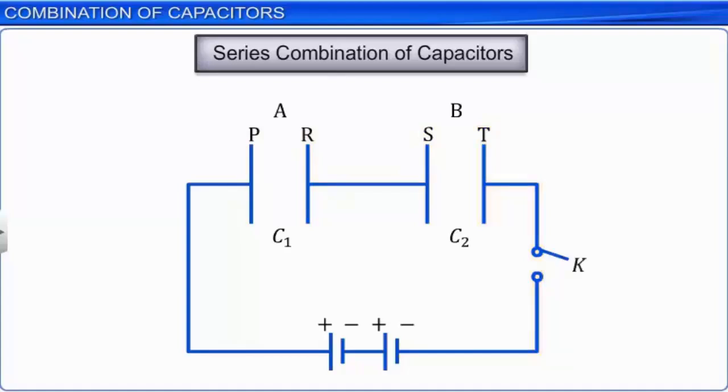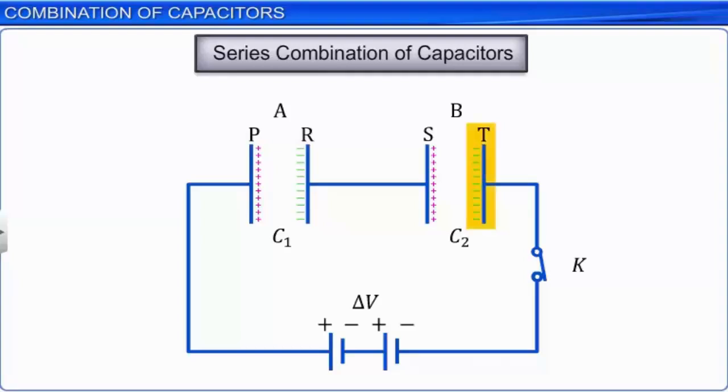This type of a combination of capacitors is called a series combination of capacitors. Let a potential difference delta V be applied across this combination by the battery. When the key is closed and the battery is connected to the combination of the capacitors, electrons are transferred out of the plate P of capacitor A and onto the plate T of capacitor B. Electrons are negatively charged and hence a negative charge is accumulated over the plate T.